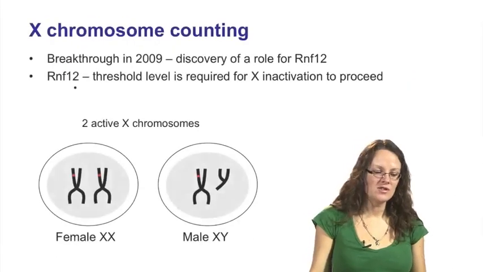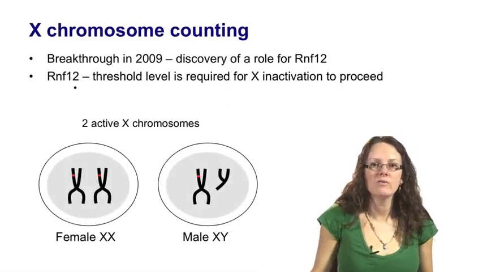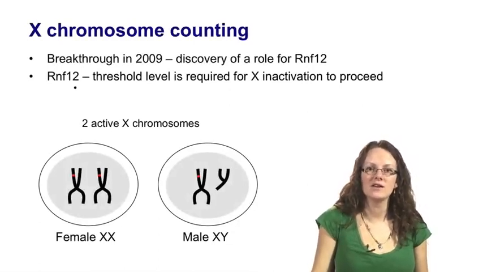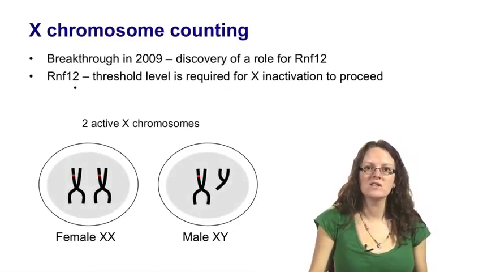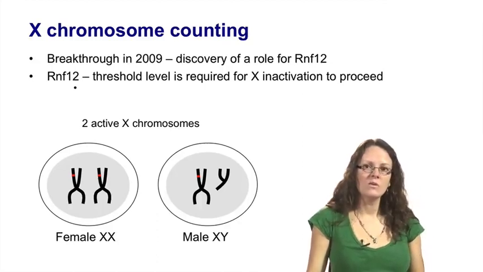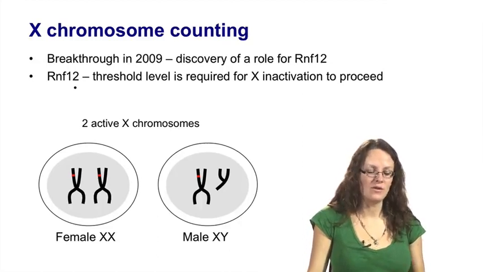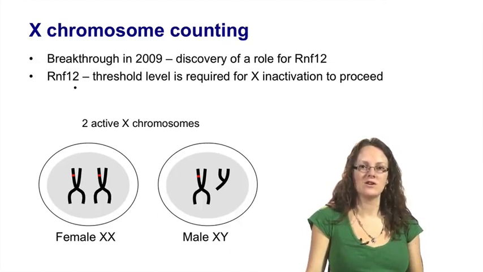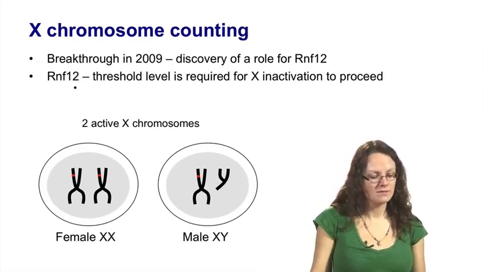So what's very interesting was that in 2009, a real breakthrough came in our understanding of X chromosome counting. And this was a discovery for this gene, for a role for this gene RNF12, which sits a few hundred kilobases outside of the X inactivation center. So what was proposed and shown was that you needed a threshold level of RNF12 for X inactivation to begin to occur. So I'm going to explain this in a series of diagrams.